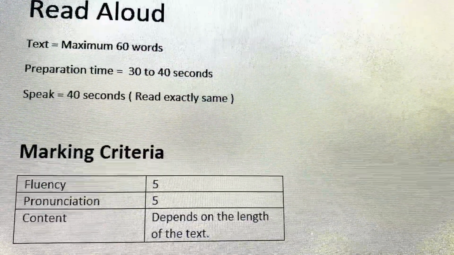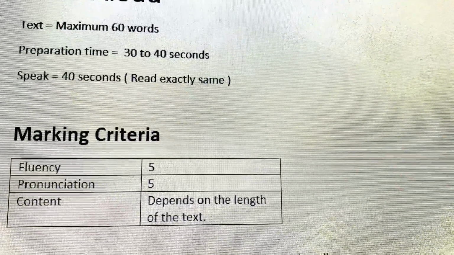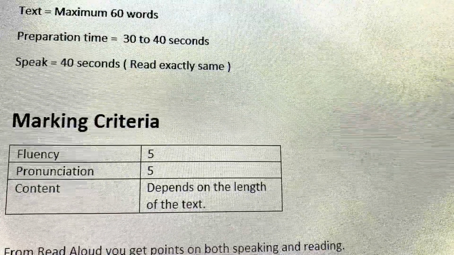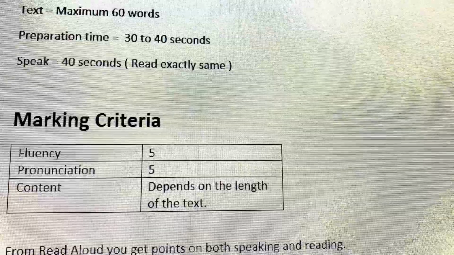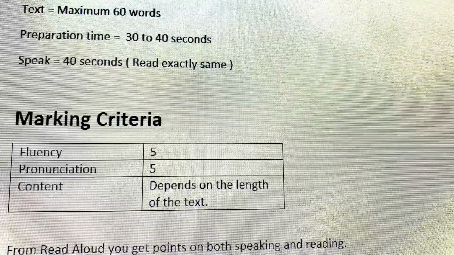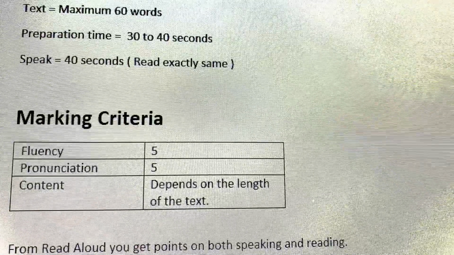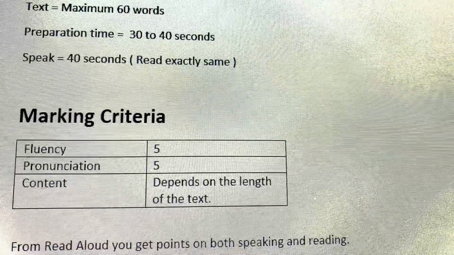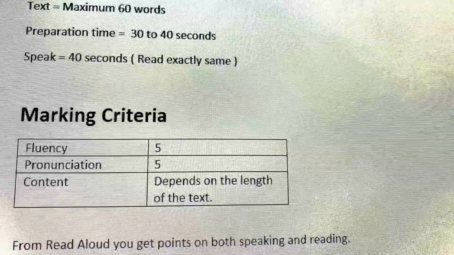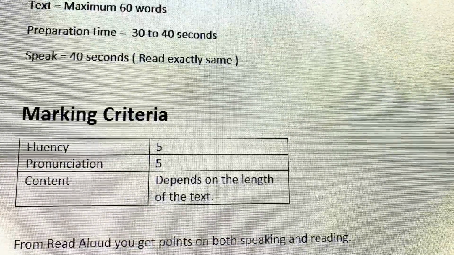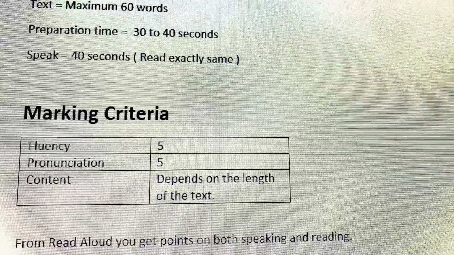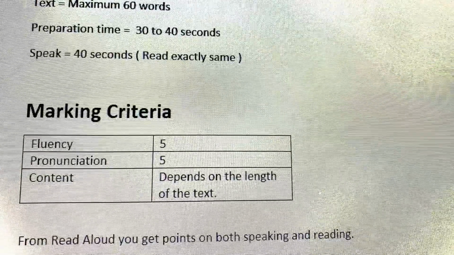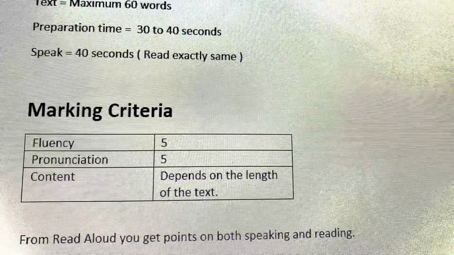In read aloud, you will be given a text that can be up to 60 words long. It may have up to 3 to 4 sentences. You will have 35 to 40 seconds to prepare before the actual recording starts. In this preparation time, read the text aloud and find out the words that are difficult for you to pronounce. You can skip a difficult word if you are unable to pronounce it correctly. Then you have the actual speaking time, which is 40 seconds.